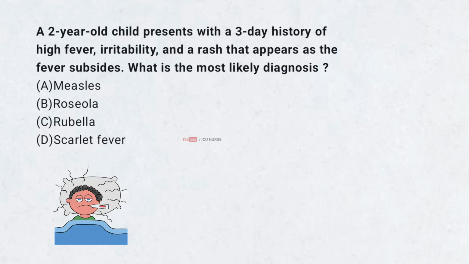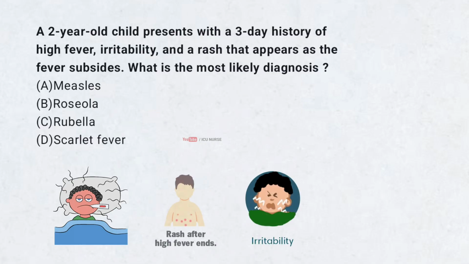A 2-year-old child presents with a 3-day history of high fever, irritability, and a rash that appears as the fever subsides. What is the most likely diagnosis? A. Measles. B. Roseola. C. Rubella. D. Scarlet fever. Correct answer B.